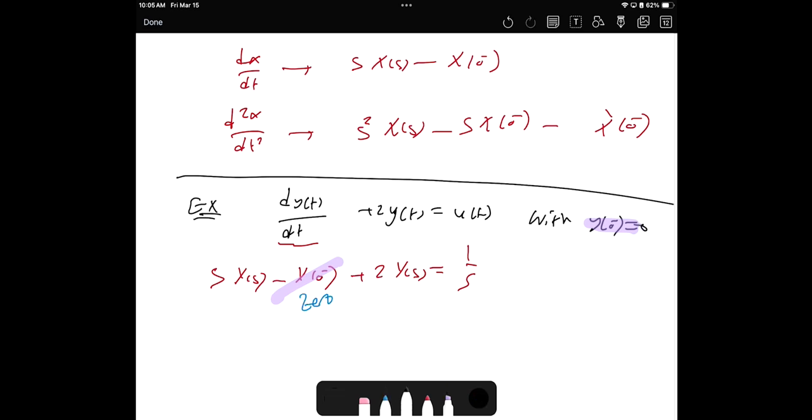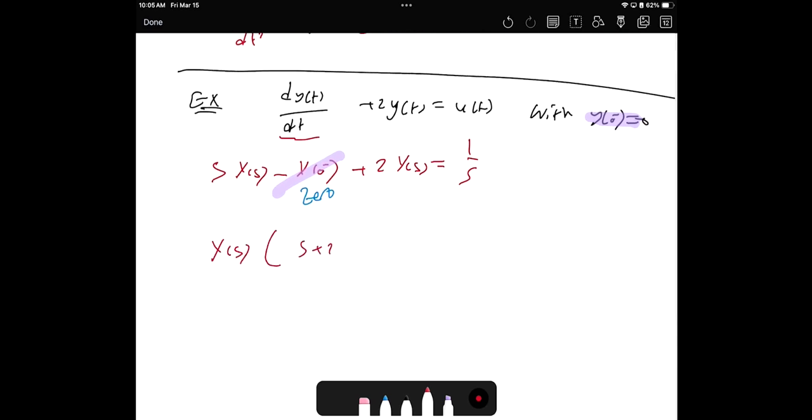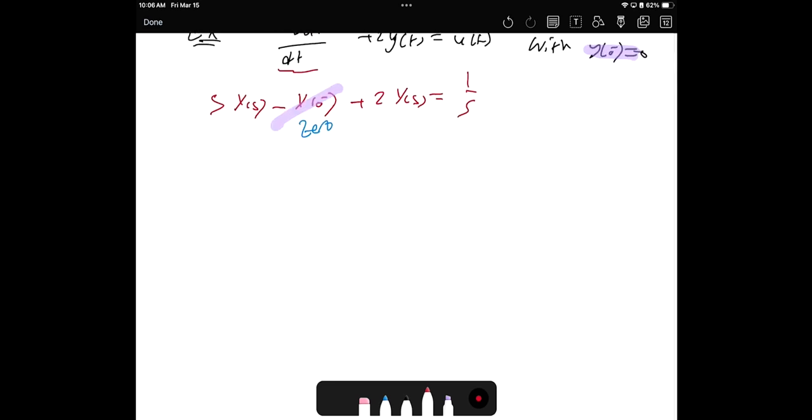With a 0 initial condition, let's group Y(s) together. So it will be Y(s) times (s plus 2) equals 1 over s. We need to calculate Y(s), which will be 1 over s(s plus 2), or in other words, 1 over s squared plus 2s. But our target is to calculate y(t), not Y(s). Now it's our turn to do the inverse Laplace. To do the inverse Laplace, we need to do partial fraction expansion, right? Let's do partial fraction expansion.